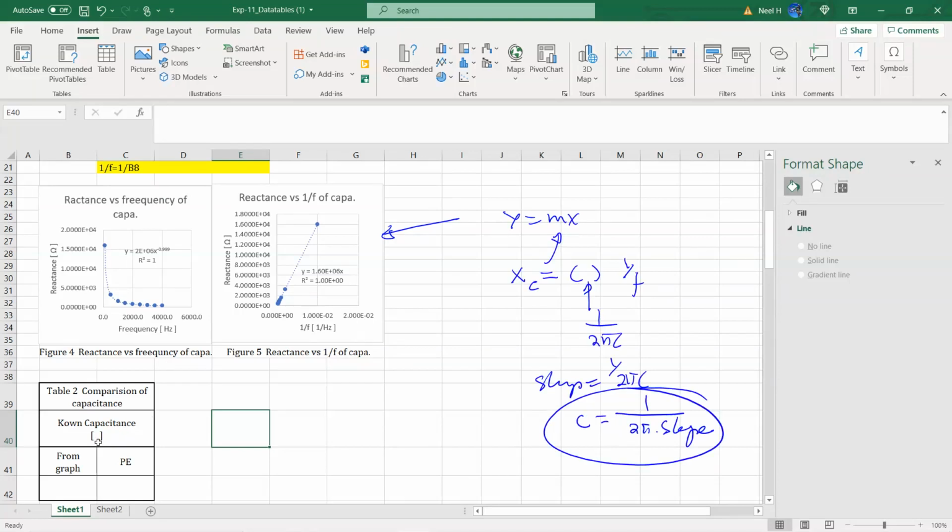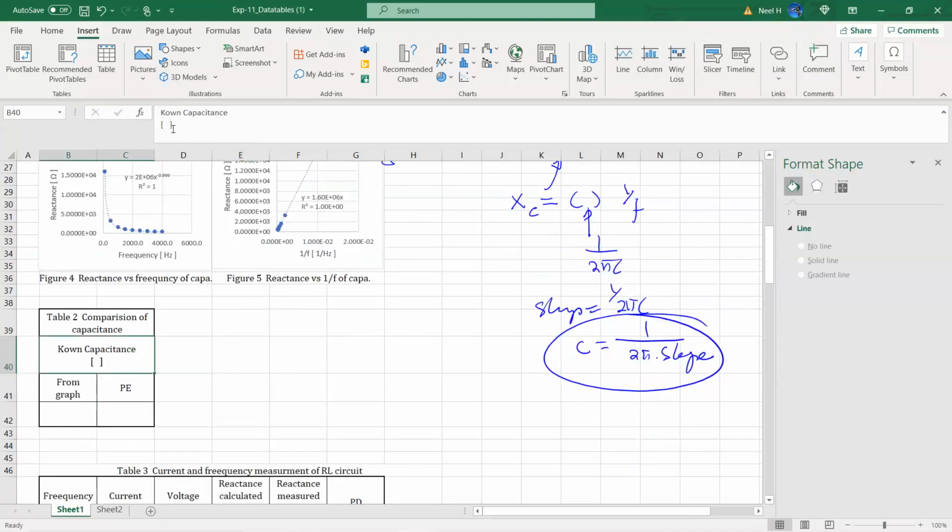Let's do that on table number 2 so that we can revalidate all the information we discussed earlier, okay? So capacitor known in unit farad, what's the value?